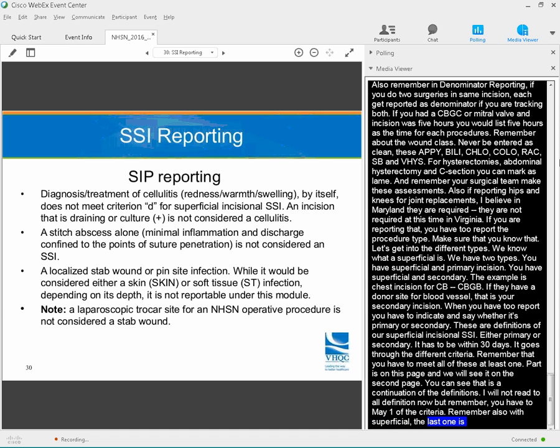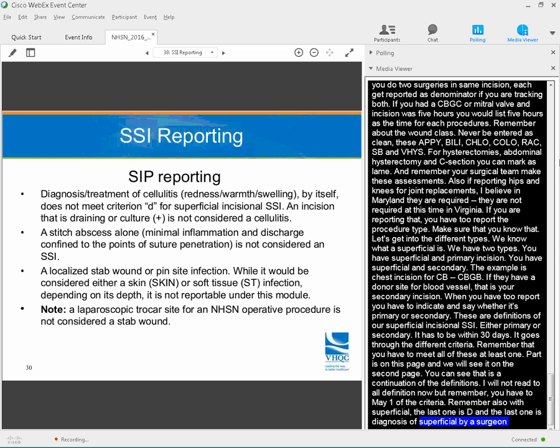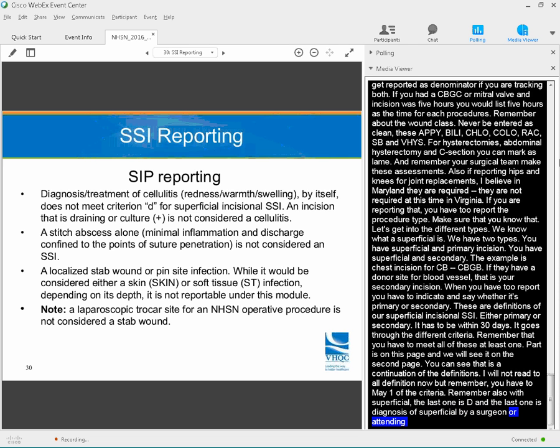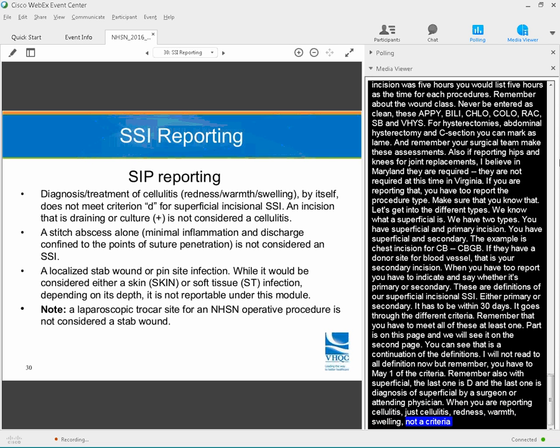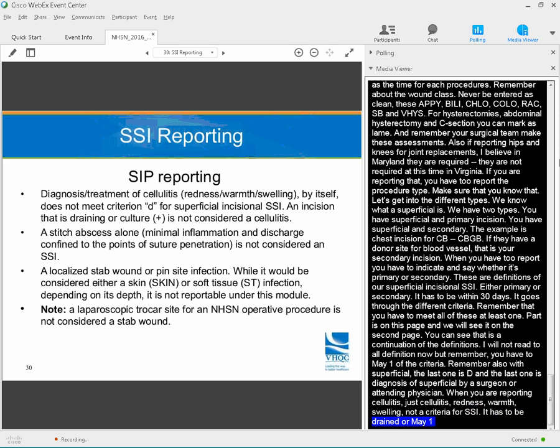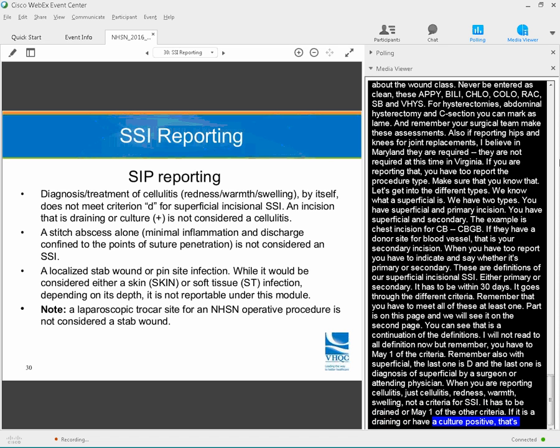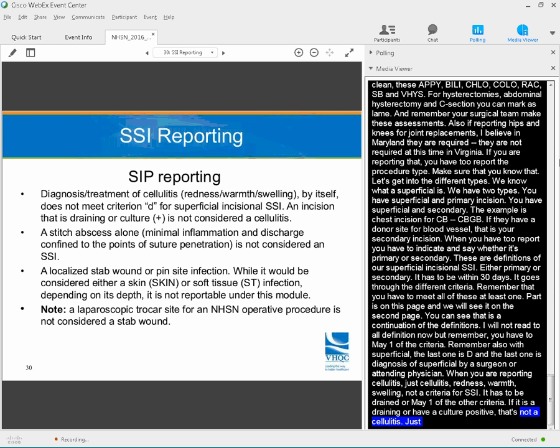Okay, next. When you're reporting cellulitis, just cellulitis, redness, warmth, swelling is not a criterion for SSI. It has to be draining or something else, meeting one of the other criteria. But if it's draining or they have a positive culture, that's not a cellulitis. So remember that because sometimes it is hard to make clear from the physician's notes. A stitch abscess alone is not necessarily an SSI. So you want to remember all these.